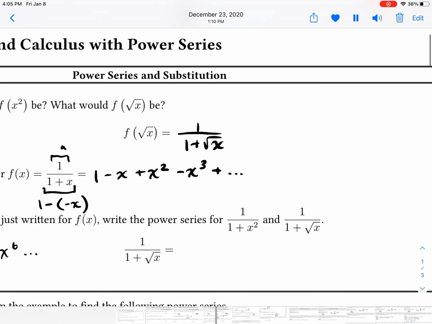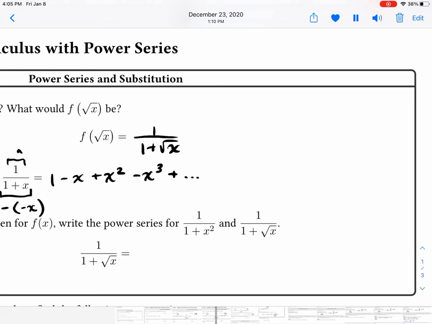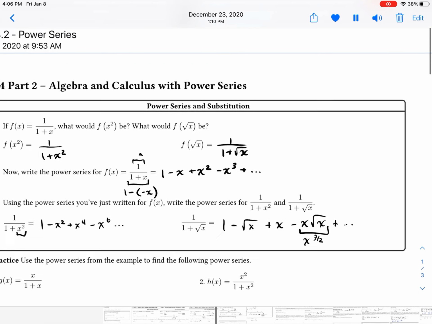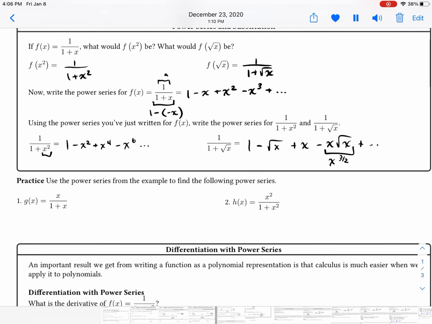Similarly, if I wanted to do this for 1 over 1 plus root x, I could just say, all right, this would be 1 minus, and now we're substituting root x for our argument or variable x. So this would be 1 minus root x plus x minus x root x, or you could also write this as x to the 3/2 if you wanted to. Okay, so on that note, following along in the same vein, let's see if we can use the power series from this example here to find the following power series.